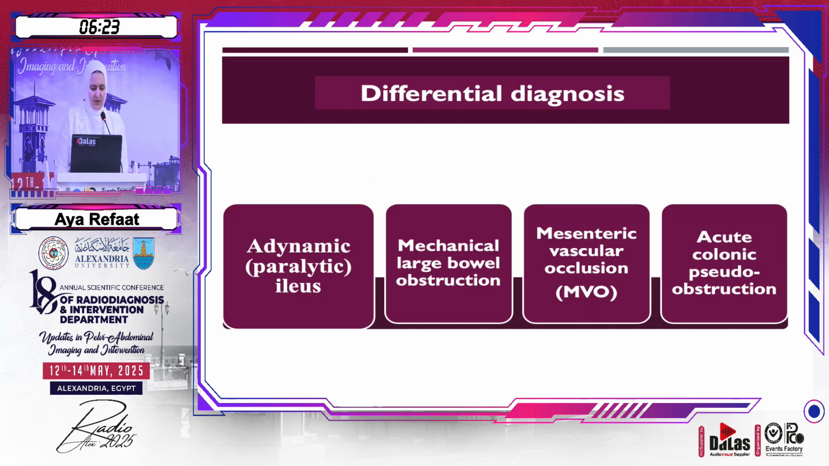The clinical suspicion of mesenteric vascular occlusion is excluded by the adequate opacification of the aortomesenteric and portomesenteric axis. Mechanical large bowel obstruction is excluded by the absence of an abrupt transition zone. There is only a gradual transition point noted at the splenic flexure. Adynamic or paralytic ileus is dilatation throughout the whole gut without signs of peritonitis or ischemic changes.